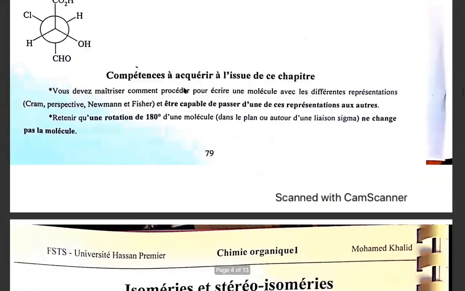So la compétence acquise à l'issue de ce chapitre, vous devez maîtriser comment procéder pour écrire une molécule avec les différentes représentations. That's all you're supposed to do. Peut-être ou bien être capable de passer d'une de ces représentations à une autre.